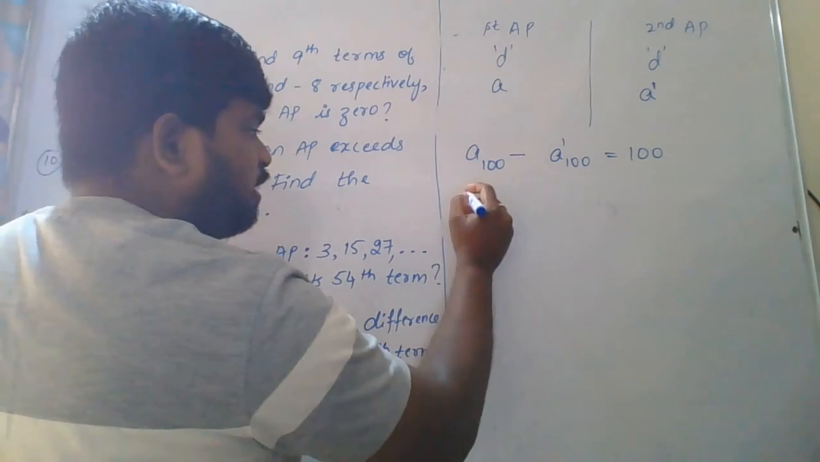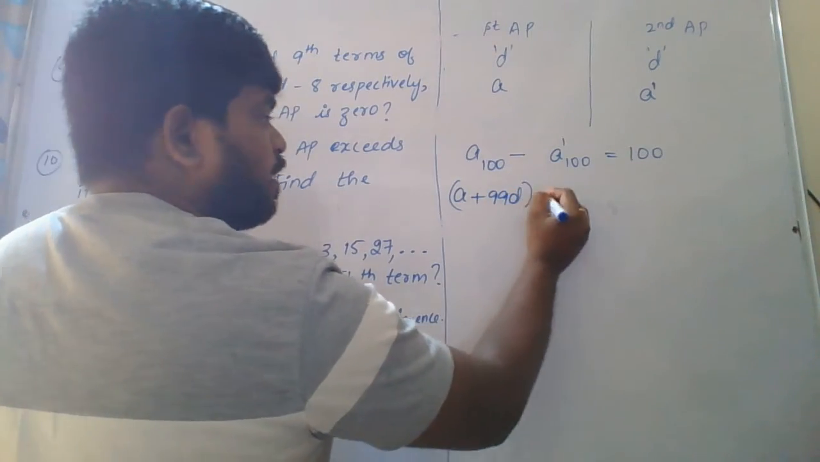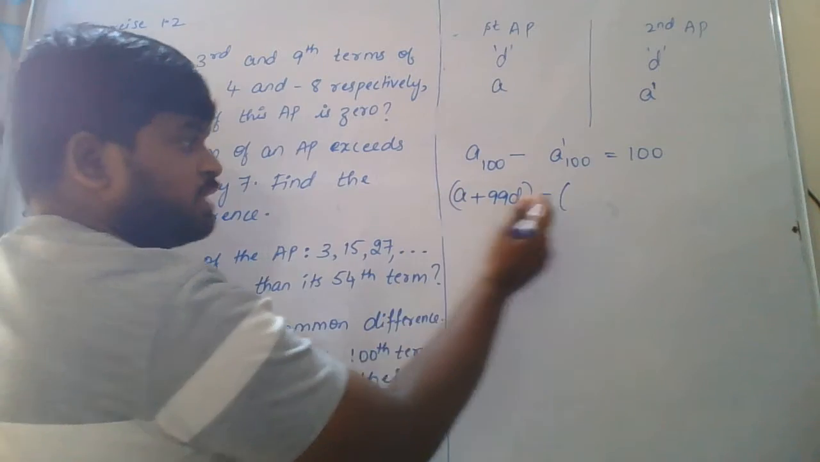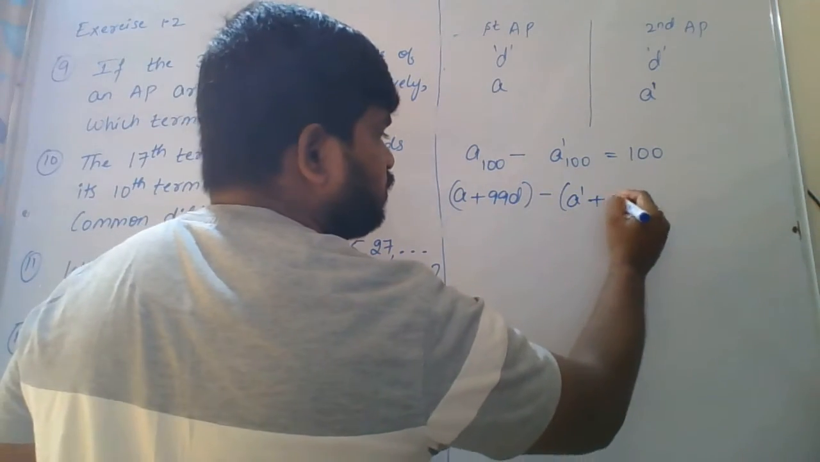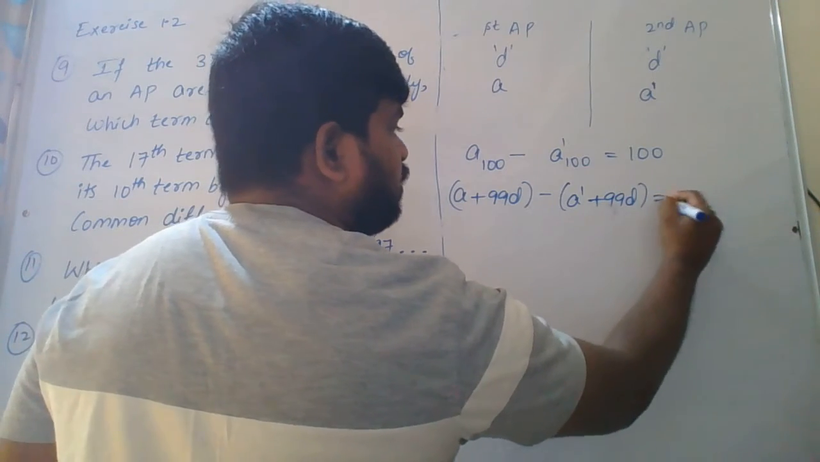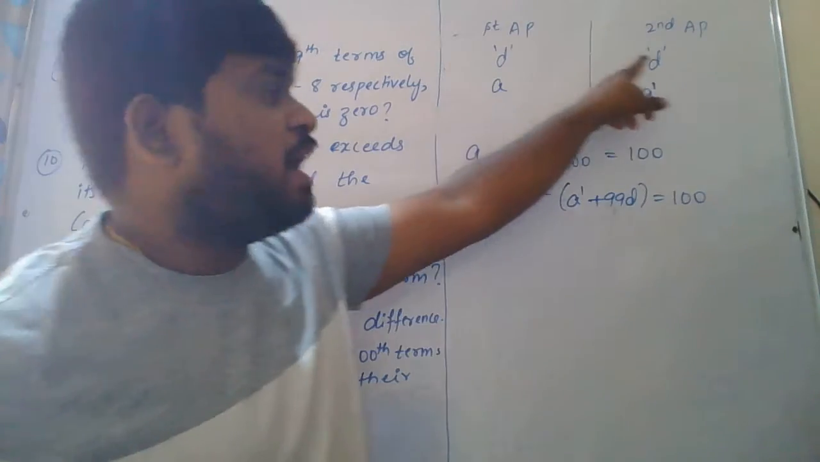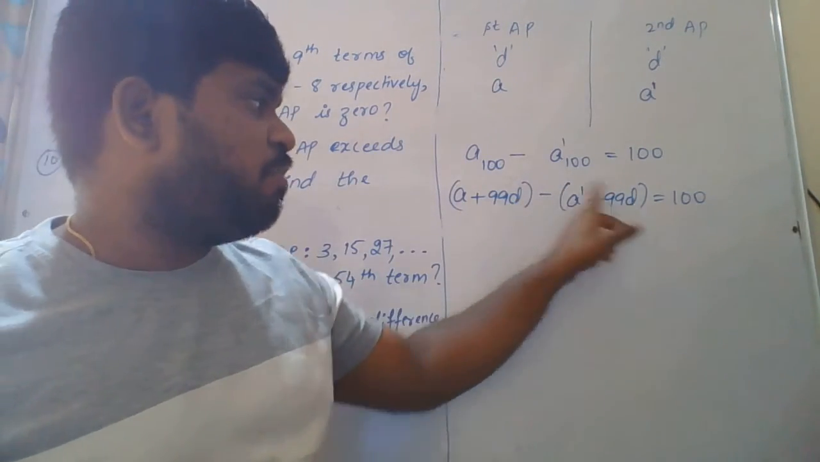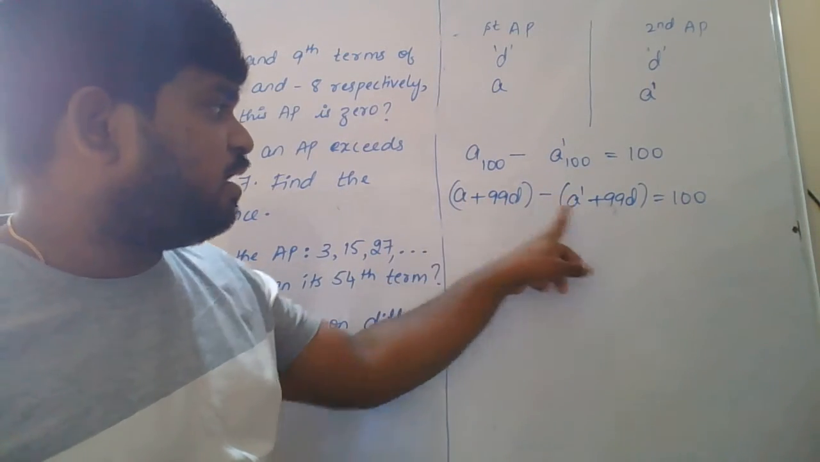Okay. How do you write A100? A plus 99D, minus the same stuff, but instead of A, you have to write A prime, because the first term is different, right? 99D equal to 100. Suppose if the D were different, I would have taken D and D prime. But they have told it is the same. That is why I am using the same representation. But the first terms are not the same. That is why I have taken A here, A prime here.